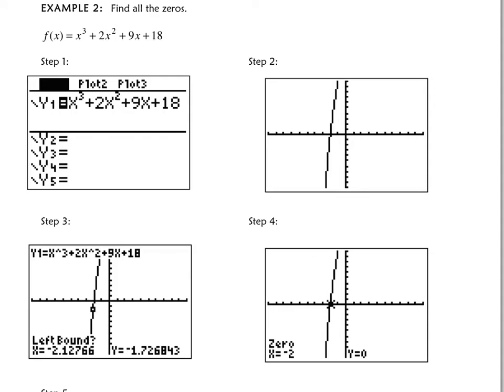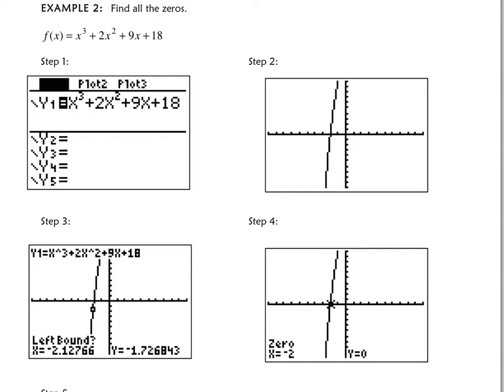many of them are going to be able to be factored in the beginning, but later on you're going to get polynomials that can't be factored. So you're going to have to find all the zeros in a different fashion. So let's start with this first example. We have x to the 3rd plus 2x squared plus 9x plus 18.